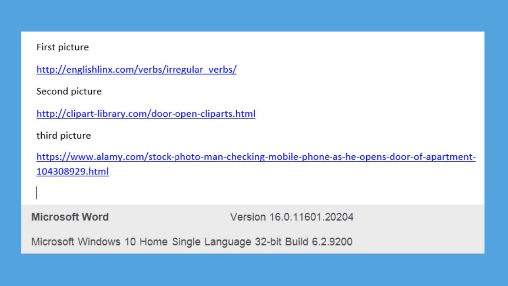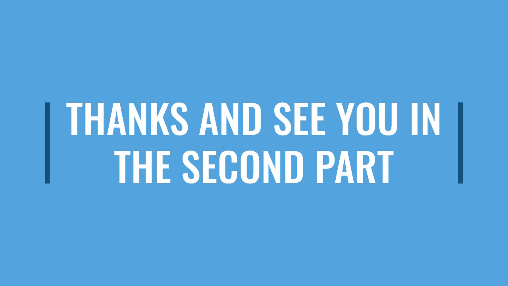So these are the sources of the 3 pictures used in this tutorial. The 2 main objectives of this tutorial were achieved, hopefully.